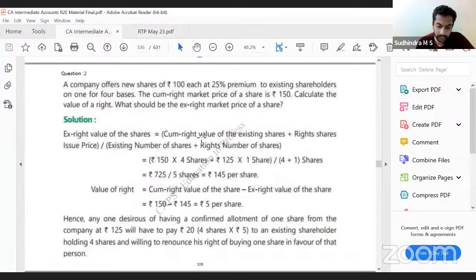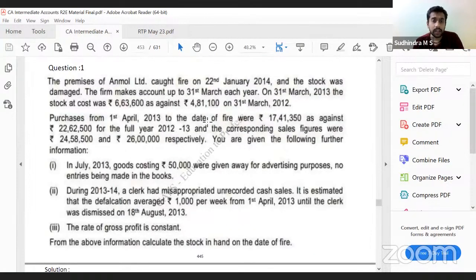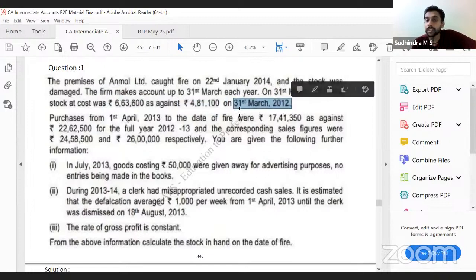We'll come back to the material. Come to PDF page number 453, page number 445, the material page number. Question number 1. Premises of Anmol Limited caught fire on 22nd January 14 and the stock was damaged. Firm makes accounts up to 31st March each year. On 31st March 2013, the stock at cost was 6,63,600 as against 4,81,100 on 31st March 2012. They've given us opening stock and closing stock.